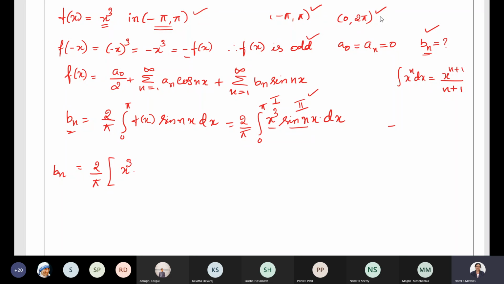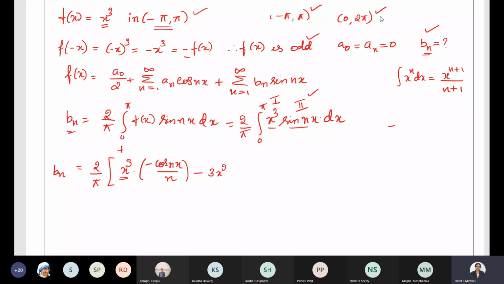Second term is sine nx. Integration of sine is minus cos, so we get minus cos divided by n. Then alternatively positive and negative sign we need to give. First term was positive, so second term will be negative. We need to differentiate x cube. What is the differentiation of x cube?